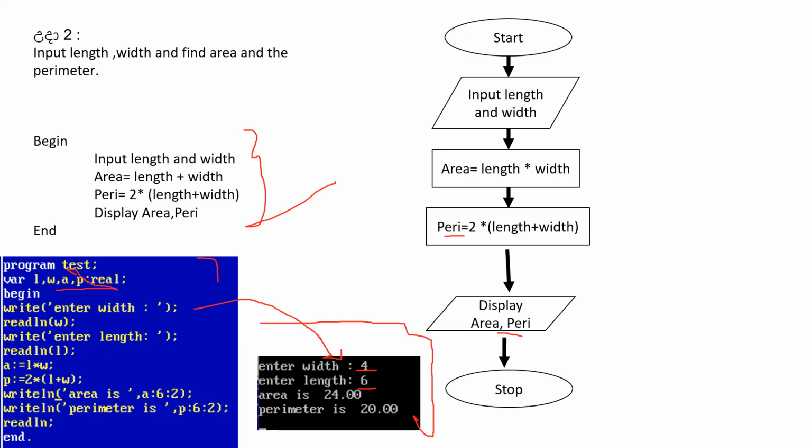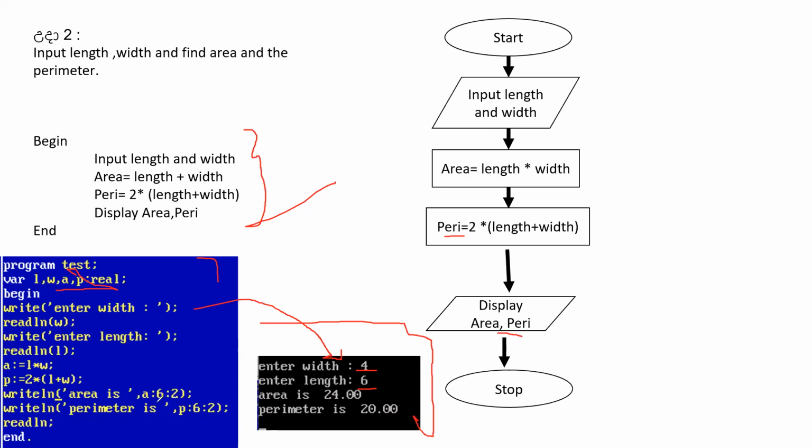Then I am using this calculation part. Area equals L into W. Perimeter P equals, not equal, colon and equal, assigning the values. Right? Remember those, otherwise the program won't work. 2 into within bracket L plus W. Then I am writing area is, and area has taken the variable called A. Perimeter has taken the variable P and read the same.